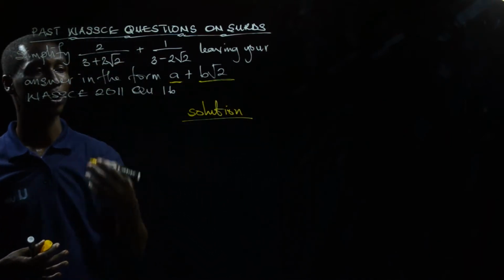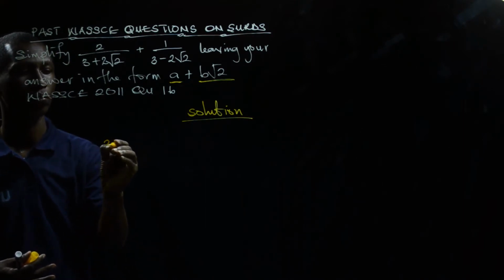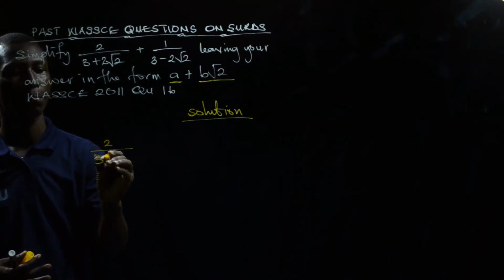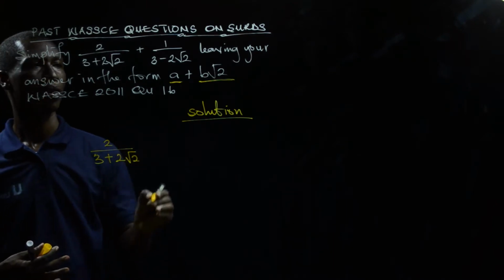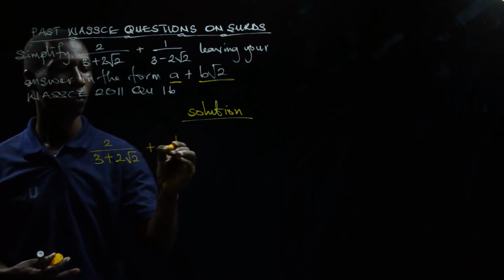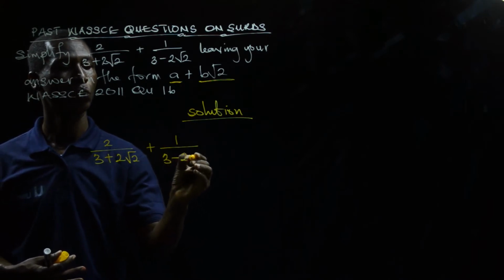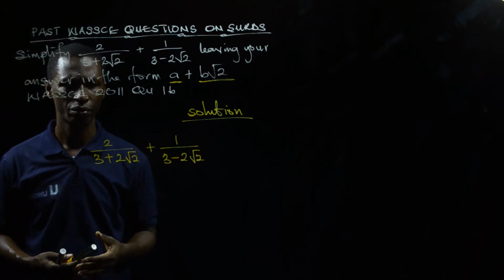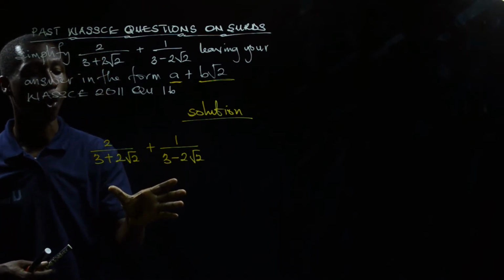We put down the question because that is what we are going to manipulate. So I'll bring the question here, which is 2 on 3 plus 2 root 2, plus the next one is 1 on 3 minus 2 root 2. Don't let the nature of the question scare you. Now what you do is you have to apply what is called common multiple.